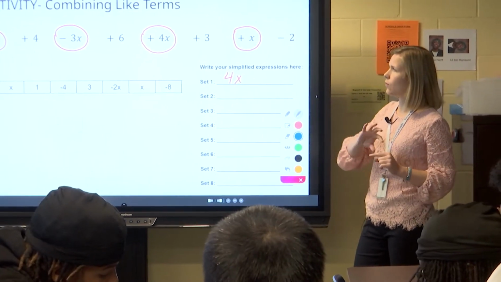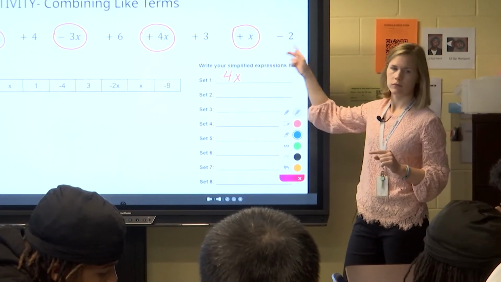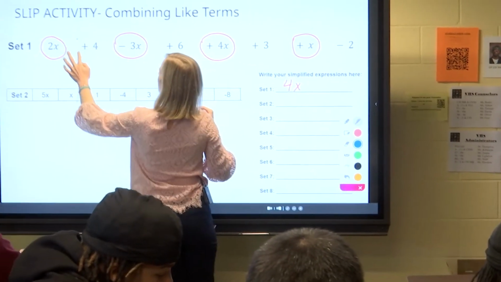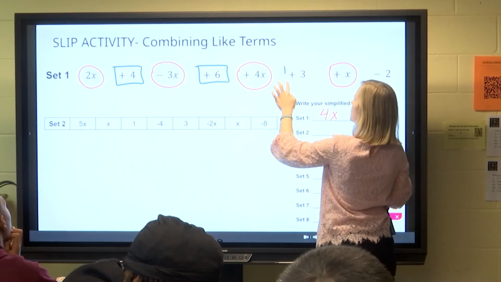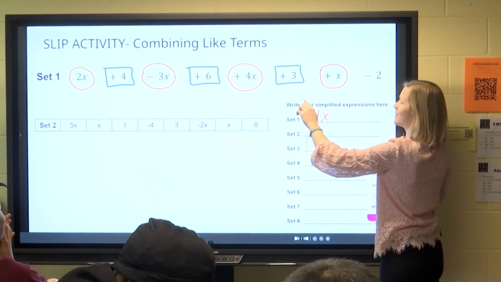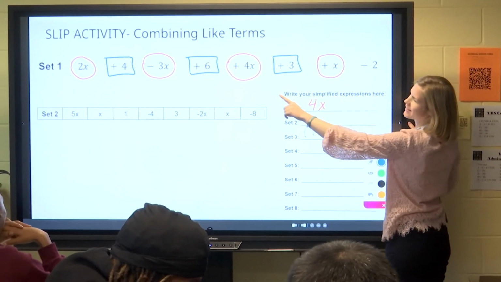And so then that leaves our other pile. What do we do with 4 plus 6? Okay, 4 plus 6 is 10. Plus 3 is 13. Okay. Minus 2. Jaden's got it. 11. Give everyone else a chance.